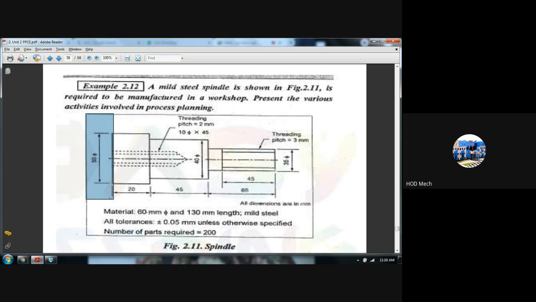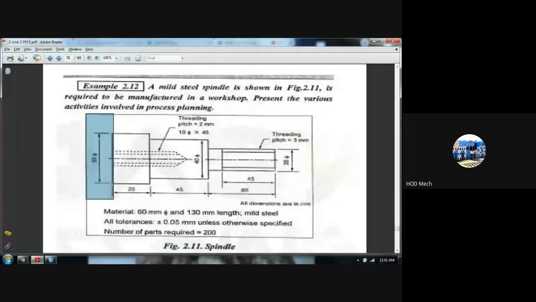Which diameter will you take first? 40 diameter, sir. You will take 40 first. Right, very good. After taking 40, for how much length will you take 40? Tell me the length. How much length will you take for 40? 110, sir. Why? 65 plus 45, right, sir. Yes, very good.